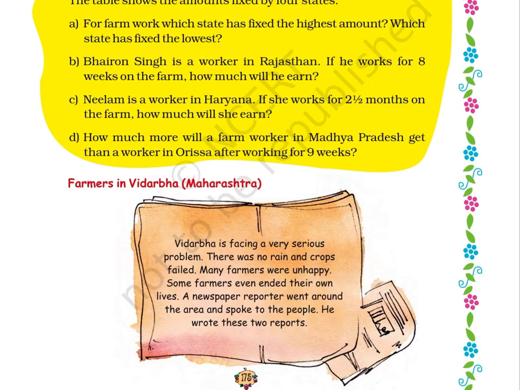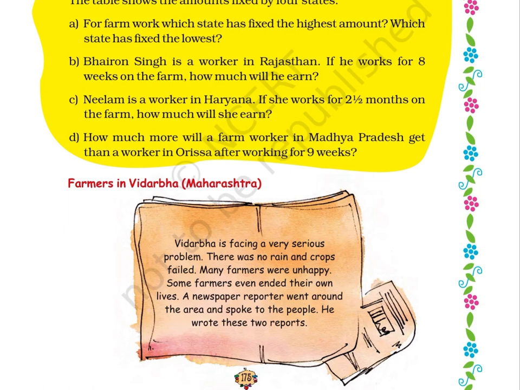On the bottom of the page we see 2 newspaper reports. One of them reads, Vidarbha is facing a very serious problem. There was no rain and crops failed. Many farmers were unhappy. Some farmers even ended their own lives. A newspaper reporter went around the area and spoke to the people. He wrote these 2 reports.